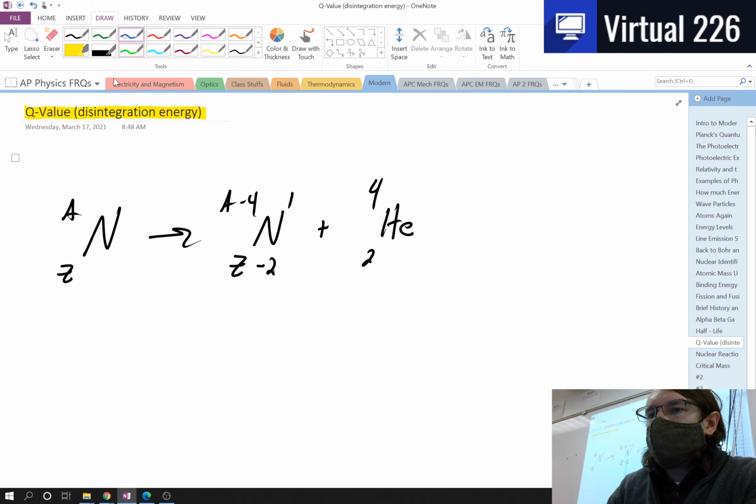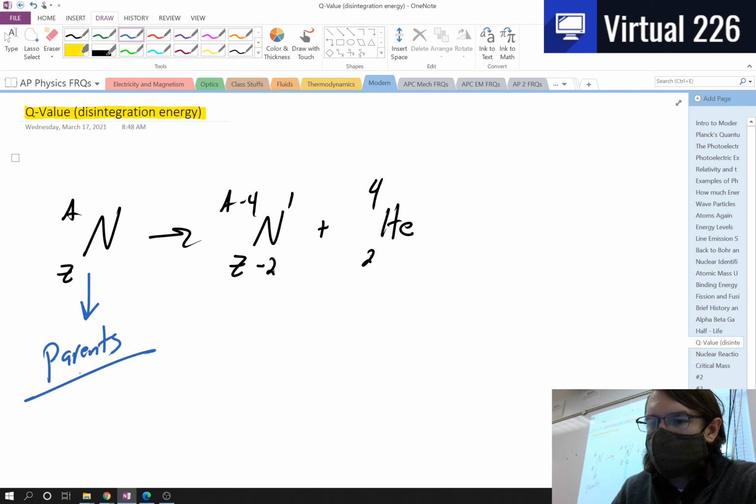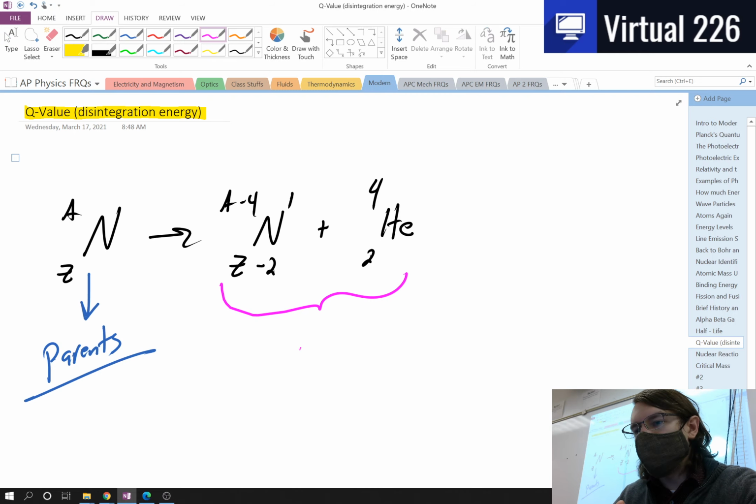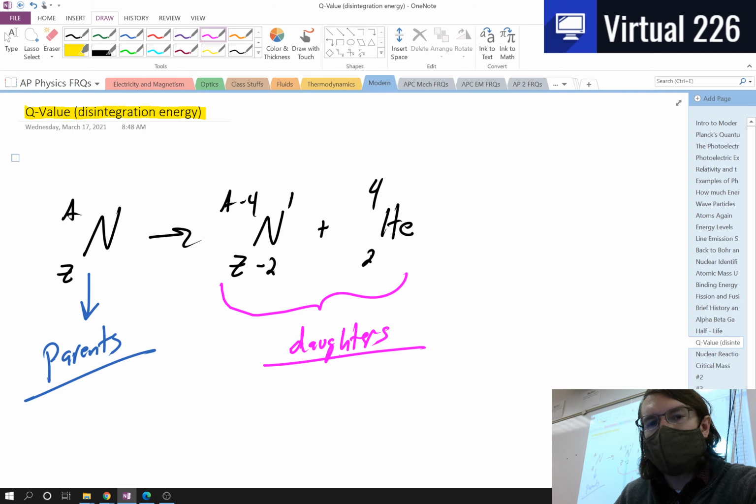We like to call everything on the left side, what we started with, the parents. At the moment, we only have one, but in nuclear equations, we could have a neutron over there, and that could be a part of our parent system as well. On the right side of our equation, everything else we get, we call the daughters. Why? I don't know, but it's what we do.